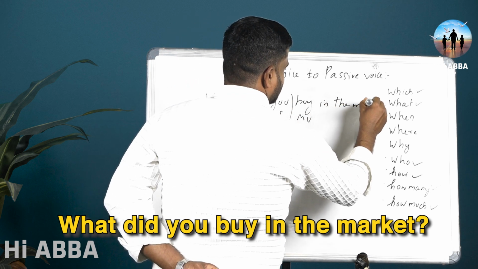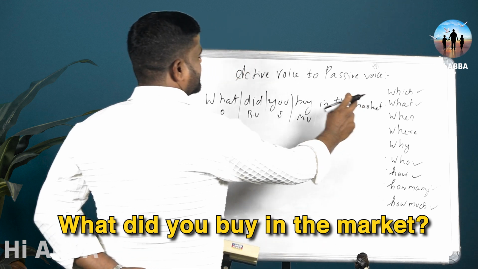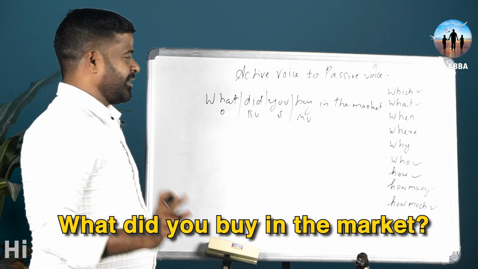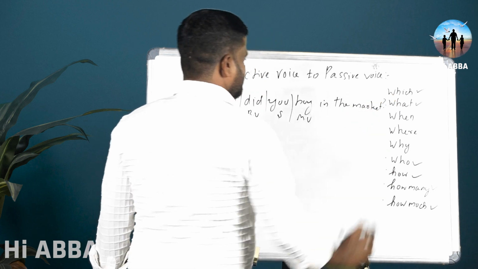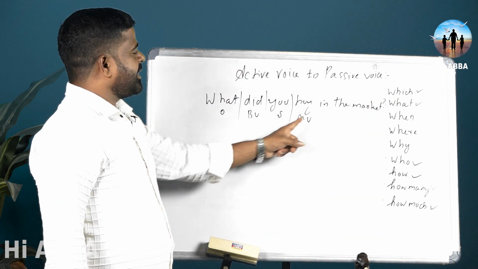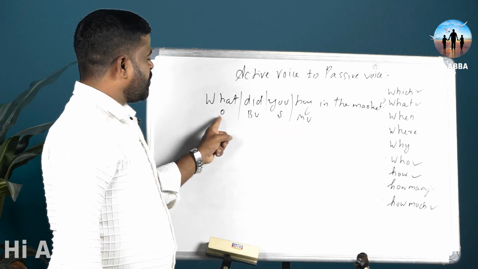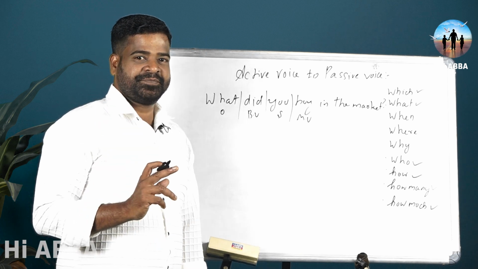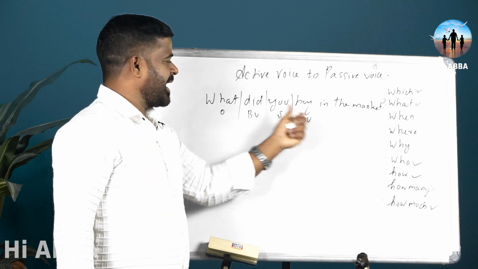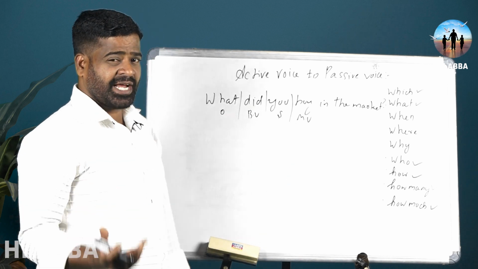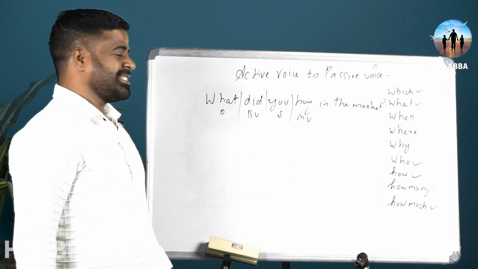Actually I am writing this later because you should not confuse this market as an object, that is why. So now this is the actual sentence: What did you buy in the market? Now this what is the object. As I said, you don't have to change the places, back and front. No, we don't have to change. We can treat it as it is.